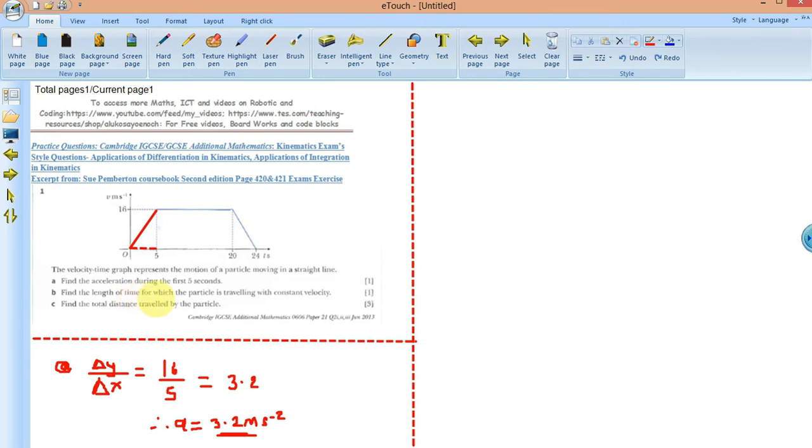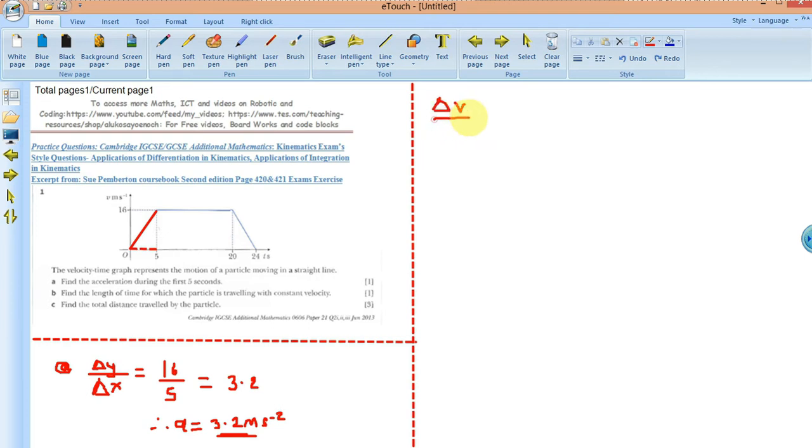Find the length of time for which the particle is traveling with constant velocity. So now guys, velocity is constant. Or better still, we can have maximum, minimum, or constant velocity when the acceleration equals 0. That is the change in y over change in x. Better still, you can just write it as dv over dt because this is actually a velocity time graph. So I can replace my change in y, delta y, by v. So that is dv over dt, something like change in v.